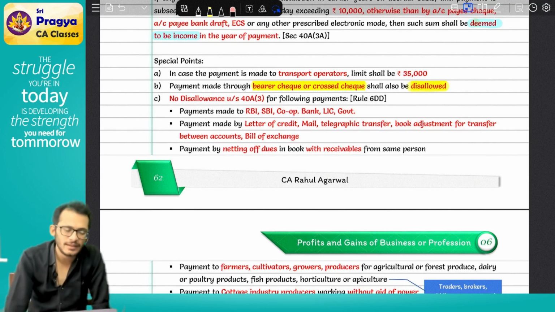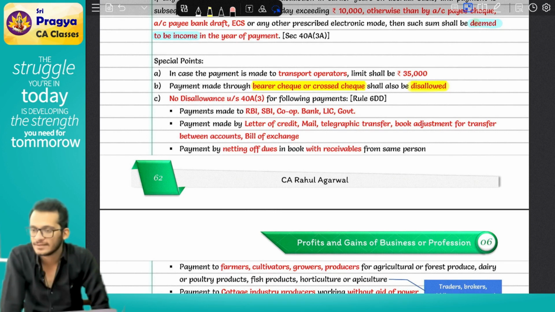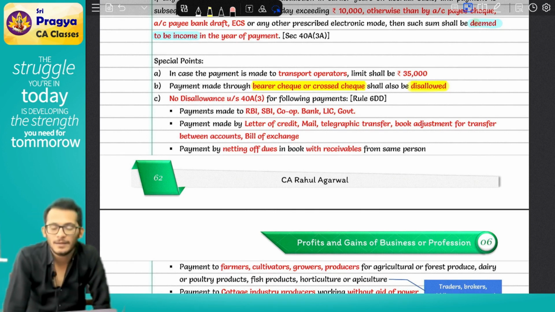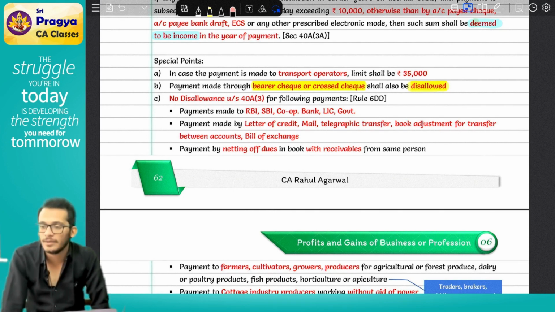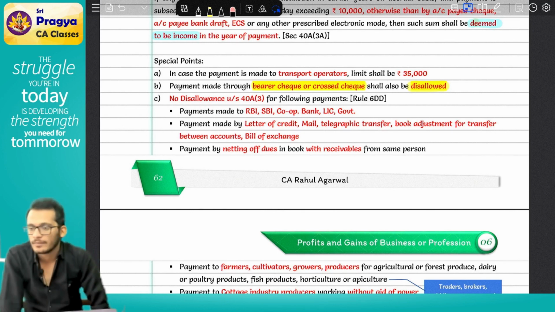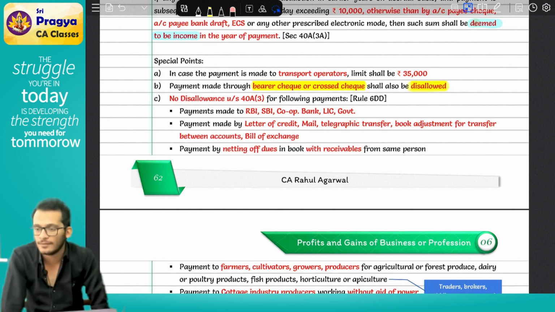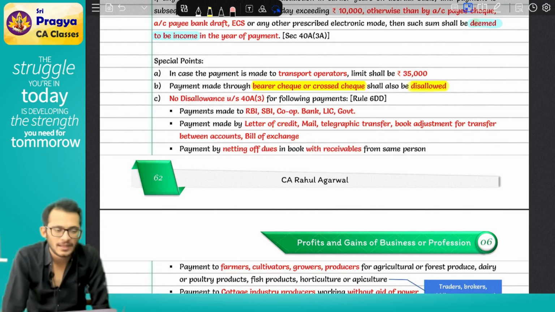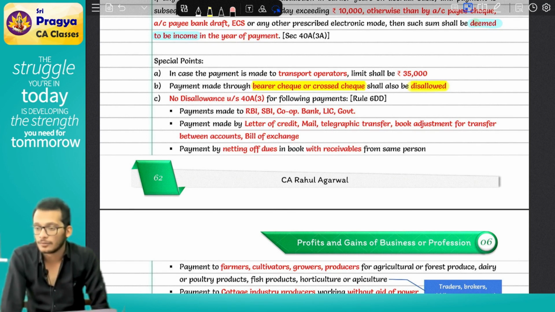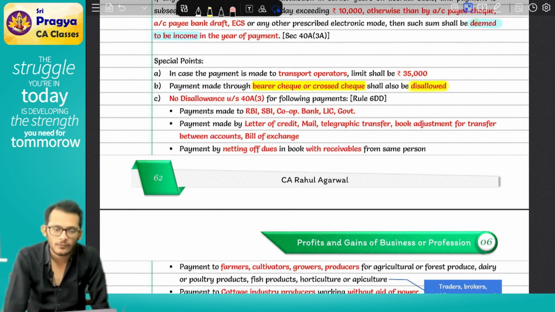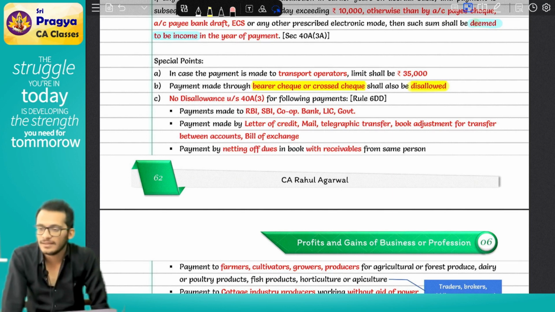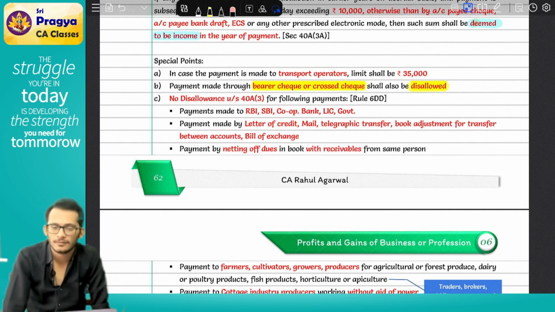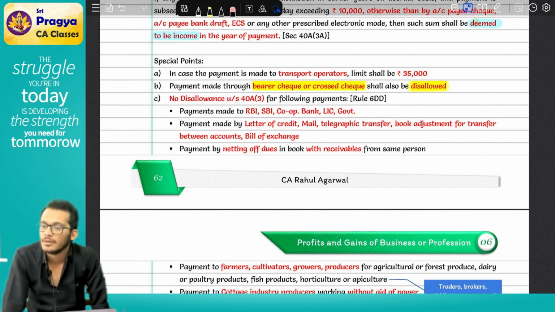No. The Income Tax Department came and said, okay boss, I'll give you one exception. If you make the payments to transport operators, I will increase the limit to 35,000. Exception number one: if the payment is happening to a transport operator, the payment can happen up to 35,000. Rahul, I've made 36,000, fully disallowed. Rahul, I've made 31,000, fully allowed. The limit has increased from 10,000 to 35,000. Yes or no? Can we go forward?